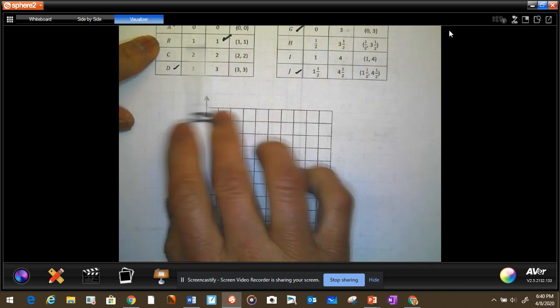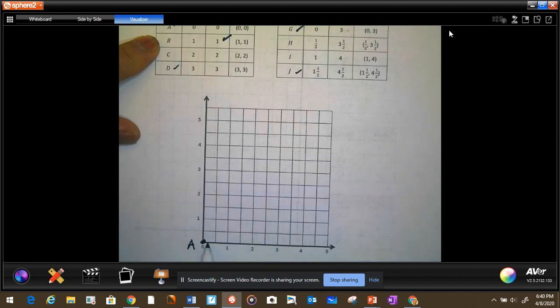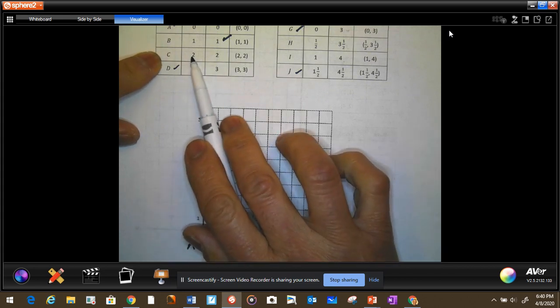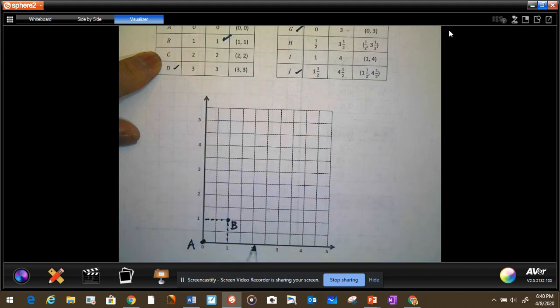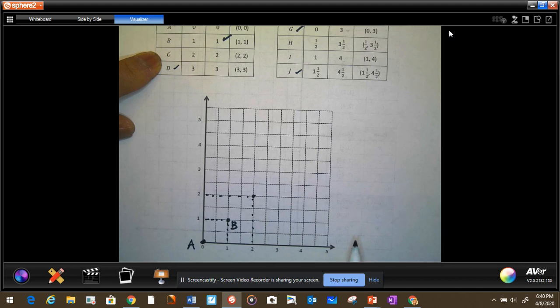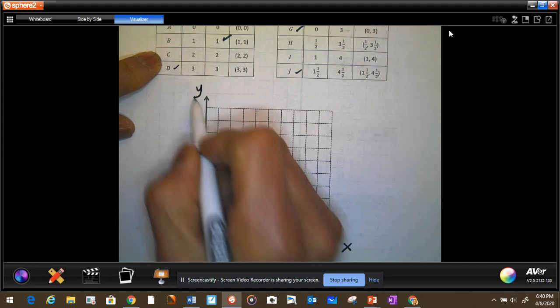Now we're going to do point B. Point B, when x is 1, y is 1. So we're going to run to 1 and then jump to 1. That's where they meet, right here. So this is point B. Point C is when x is 2, y is 2. So I'm going to run to 2 for the x, and I'm going to jump to 2. So it's going to be right here. That's where the x and y coordinates meet. Let me label also: this is x and this is y. I forgot to label it.